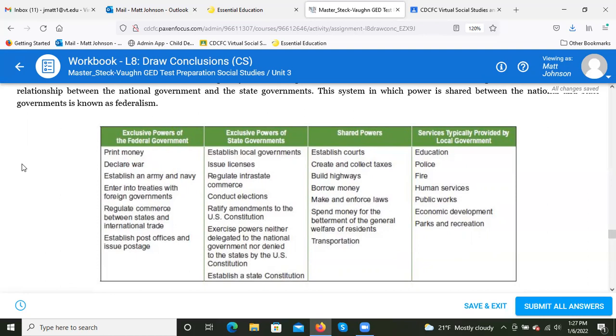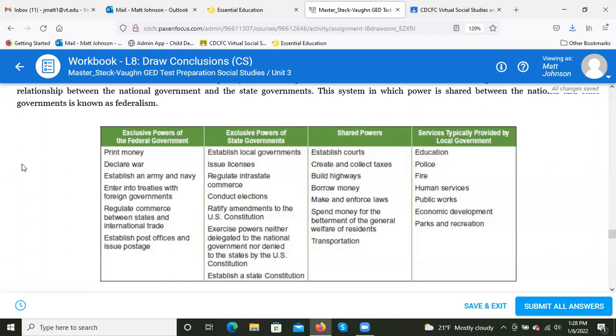Regulate intrastate commerce. So, if I'm shipping something from Illinois over to Ohio, that's actually handled by the federal government. Intrastate, I'm sorry, not interstate, intrastate. So if something's moving from Columbus to Cleveland, right? Intra meaning internal, inter meaning across.